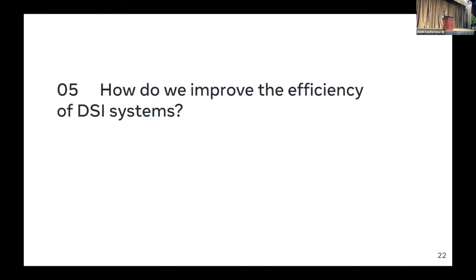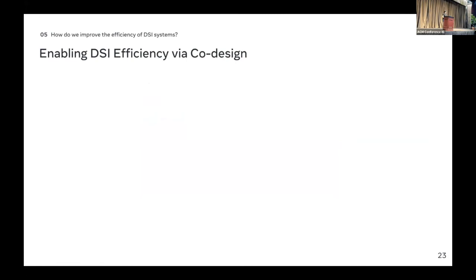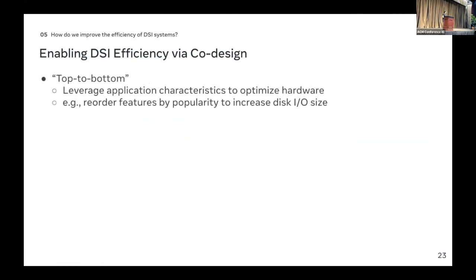So now that we've talked about the hardware and the data center, it's also important to look at the software and ask how do we improve the efficiency of the software. And there's 2 dimensions here that we think might be useful. First is top to bottom, right? And this is your traditional hardware software co-design where we try to understand what the application looks like, how it behaves, and try to optimize it for the underlying hardware.